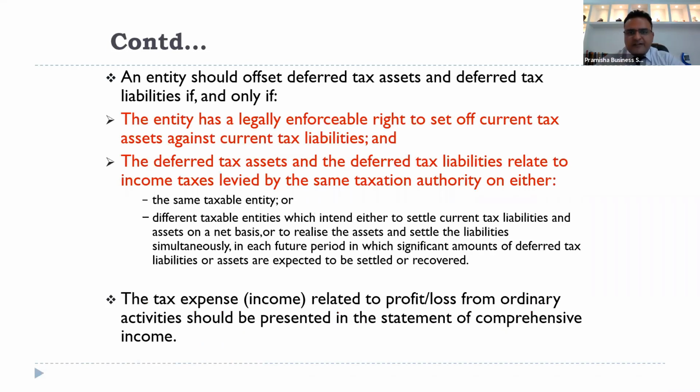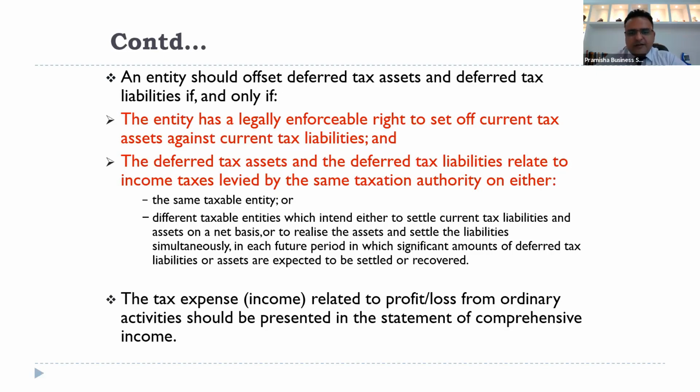Entity should offset deferred tax assets and liabilities for the same reasons for which we are allowed to offset current assets and current liabilities: if the entity has a legally enforceable right to do so, and if deferred tax assets and deferred tax liabilities relate to income taxes levied by the taxation authority on either the same taxable entity or different taxable entities which intend either to settle current tax liabilities and assets on net basis or to realize the assets and settle the liabilities simultaneously, in each future period in which significant amounts of deferred tax liabilities or assets are expected to be settled or recovered. So if it is allowed according to the tax authorities or accounting principles, we can do so.